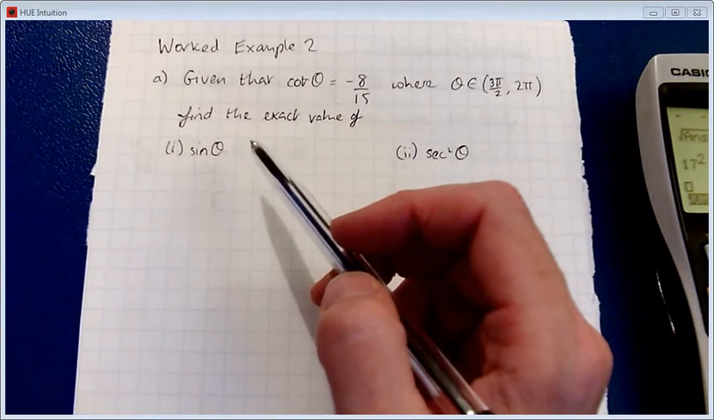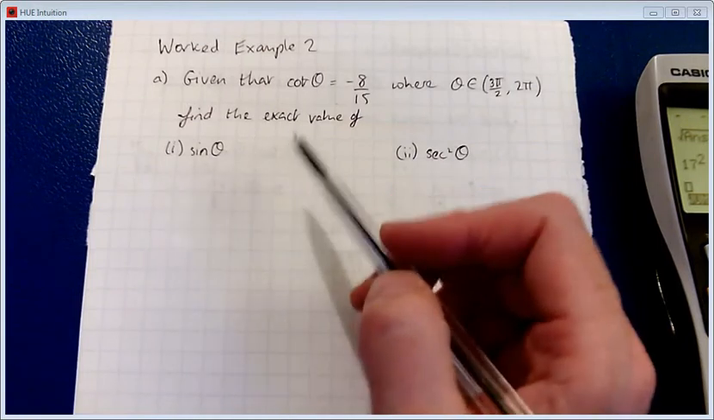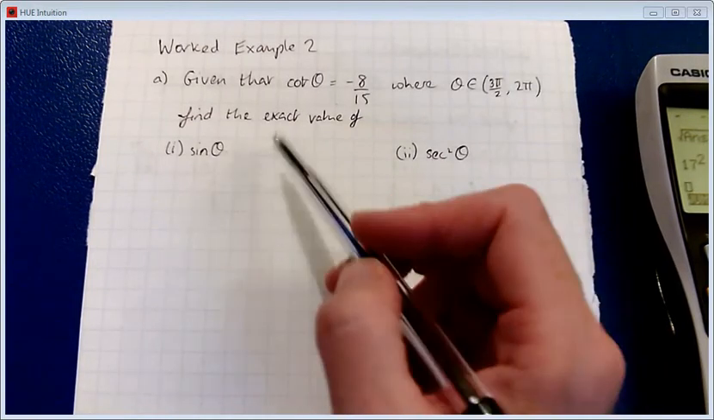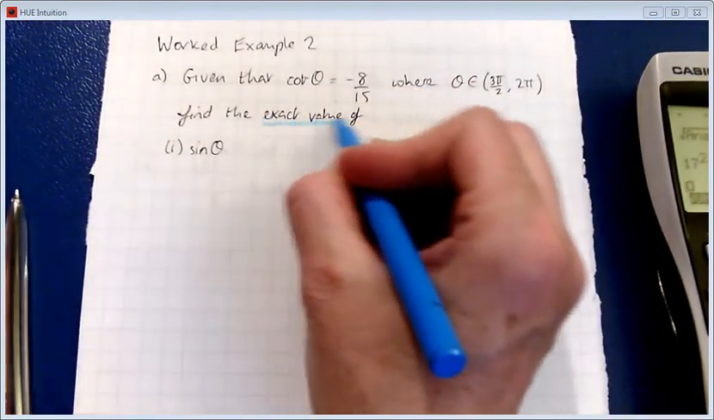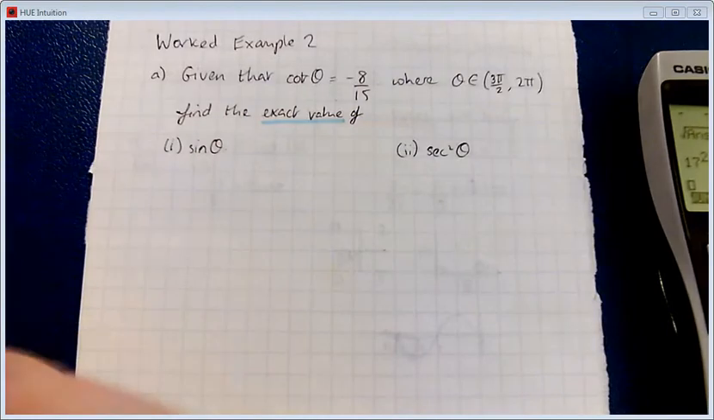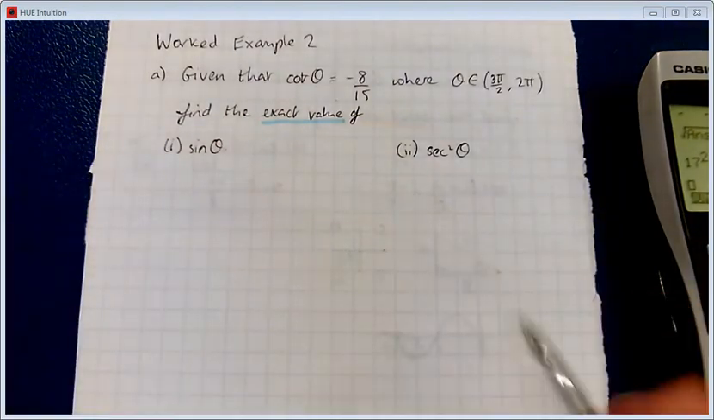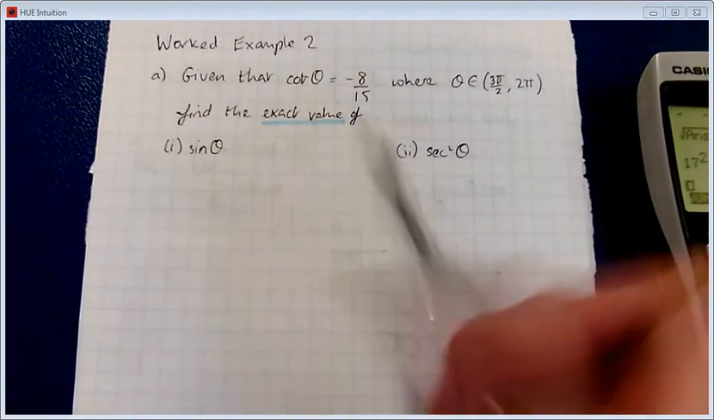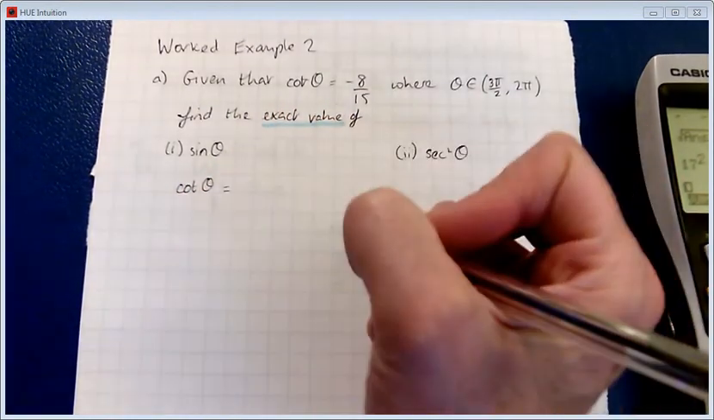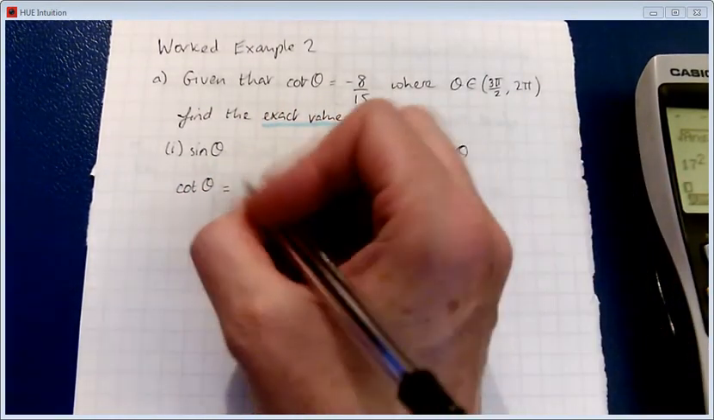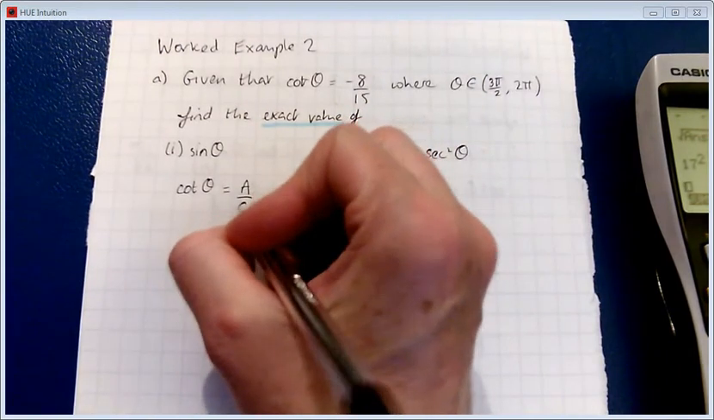It'll give you a good check for your answer. You can check that your answer matches that, but we're asked here for finding the exact value, and so that means we have to show our working out. So let's start with the information we're given. So cot theta. Now we know that cot is 1/tan, and tan is opposite over adjacent, so cot is adjacent over opposite.